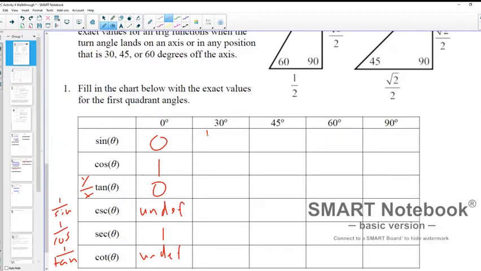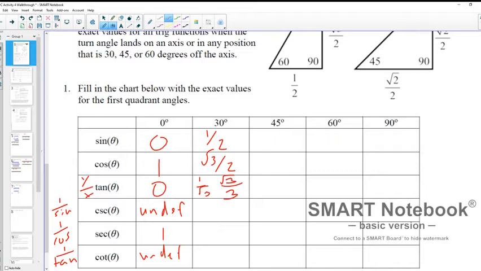So sine at 30 is a half. Cosine at 30 is square root of 3 over 2. Tangent's going to be 1/2 over the square root of 3 over 2. So my 2's are going to end up simplifying out. And I'm going to end up with 1 over the square root of 3, which we know we're not going to leave like that. We're going to multiply top and bottom by the square root of 3. So I get the square root of 3 over 3.